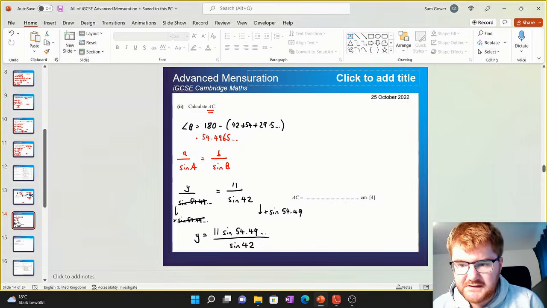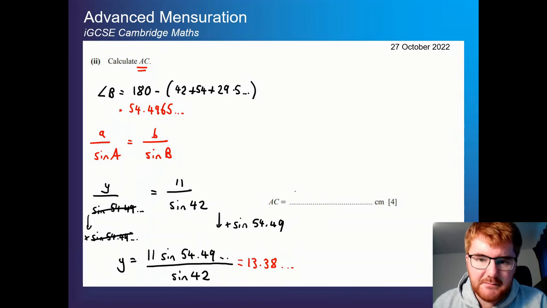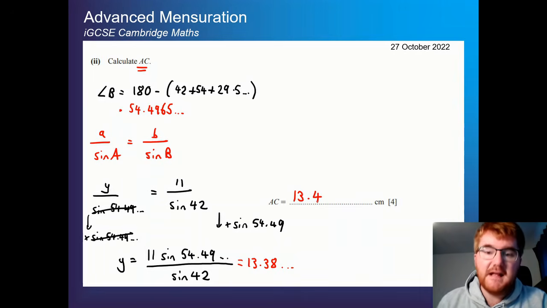The most accurate answer here. Can't be any more accurate than this. And again, we always round to one decimal place. So that's going to be 13.4 centimeters to give us our answer.